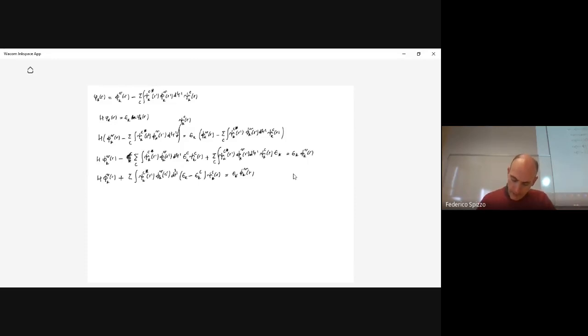Now, please have a look at this term here. In the Hamiltonian, what you expect to find is the kinetic term plus the ionic potential U of r. So you are just applying those operators to the plane wave part of the wave function.